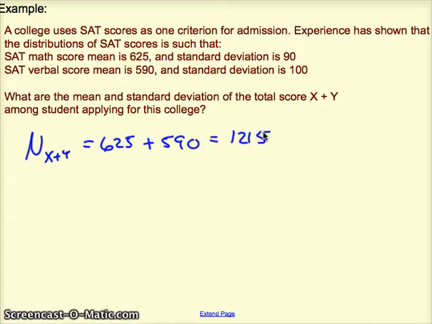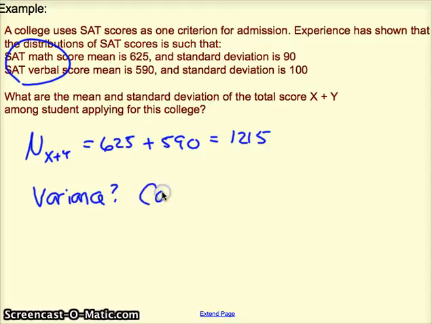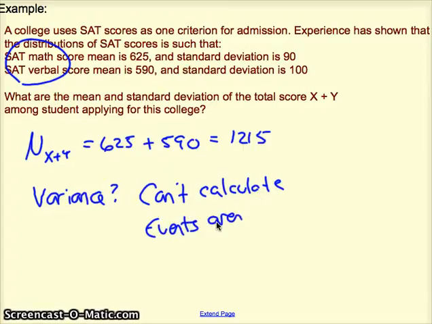What about standard deviation? Well, here you might be tempted to add variances, but keep in mind, you can only do that if the events are independent. There's a subtle rule there. And I'd argue that your SAT math and verbal aren't independent. If I know something about your math score, I have a sense for what your verbal score might be. So, what's the variance? Well, at least in our capabilities right now, we can't calculate it because the events aren't independent of each other. Trick question.